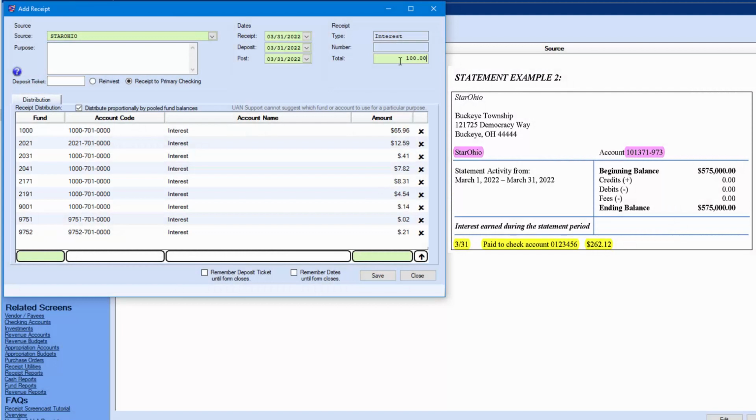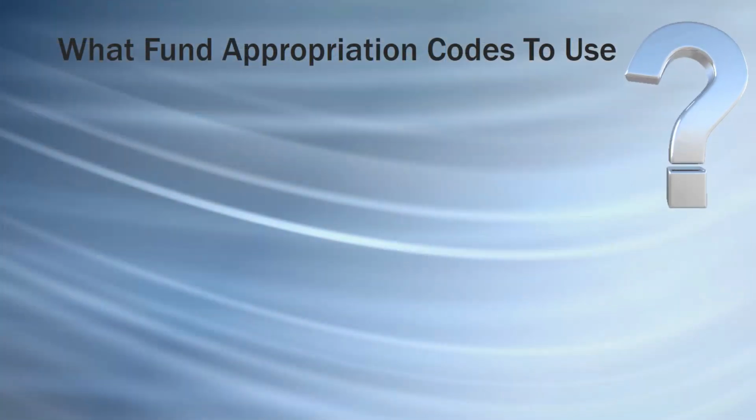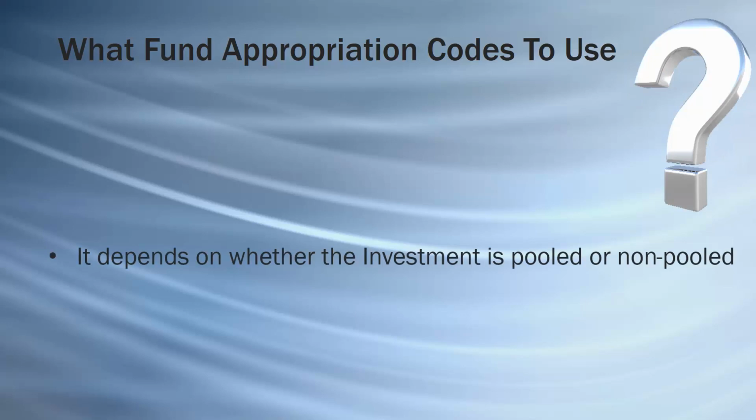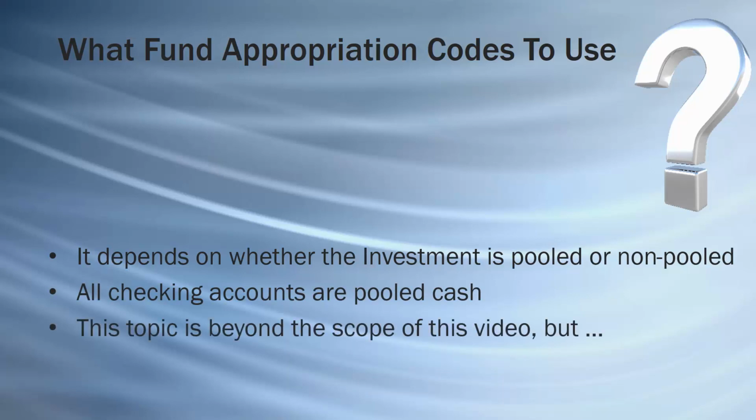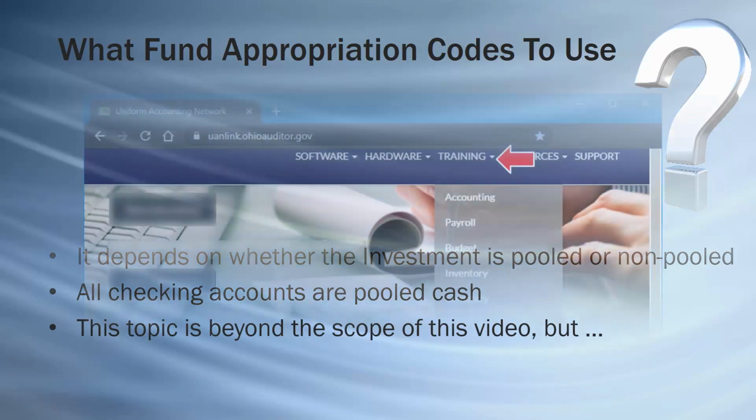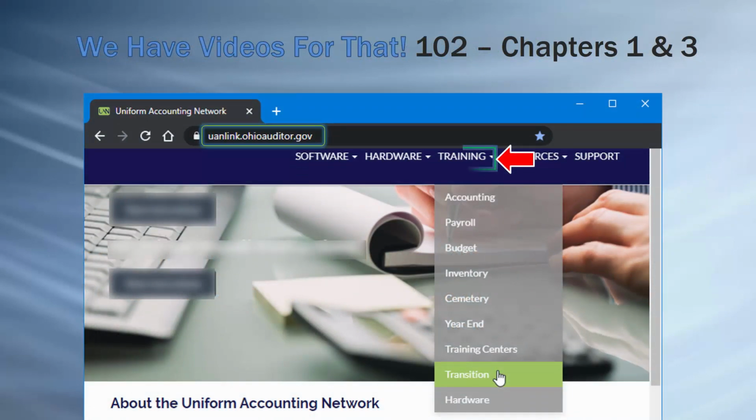Note for an account code to appear on this list, it must be an active account code in your current chart of accounts. This brings up a common UAN support question. How do I know what fund appropriation codes to use for an interest receipt? Well, it depends on whether the investment is pooled or non-pooled. All checking accounts are pooled cash, so that's easy enough. But this topic is beyond the scope of this video. However, we have other videos for that.